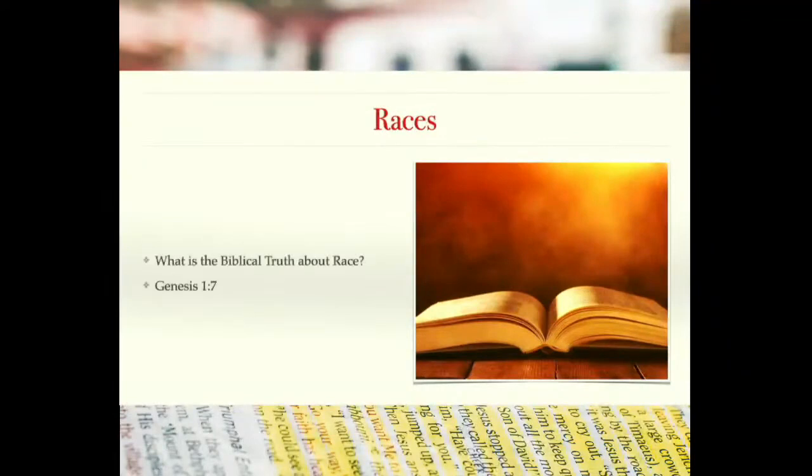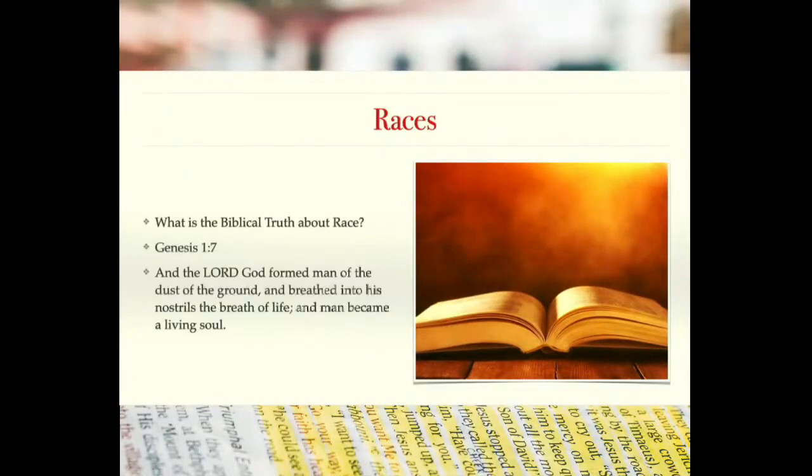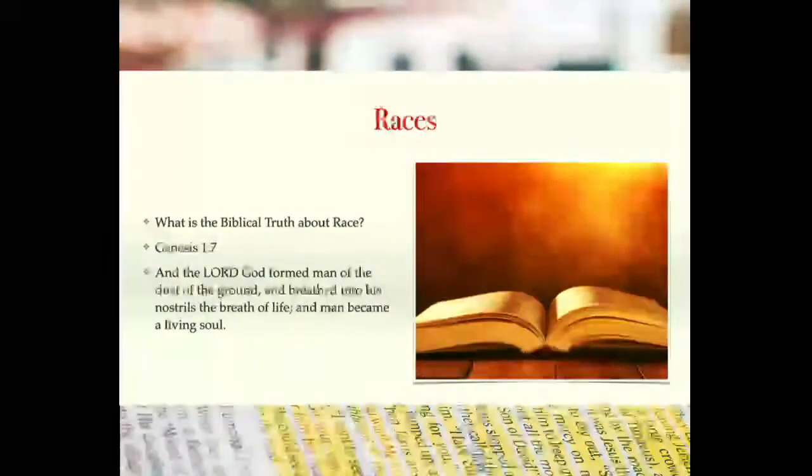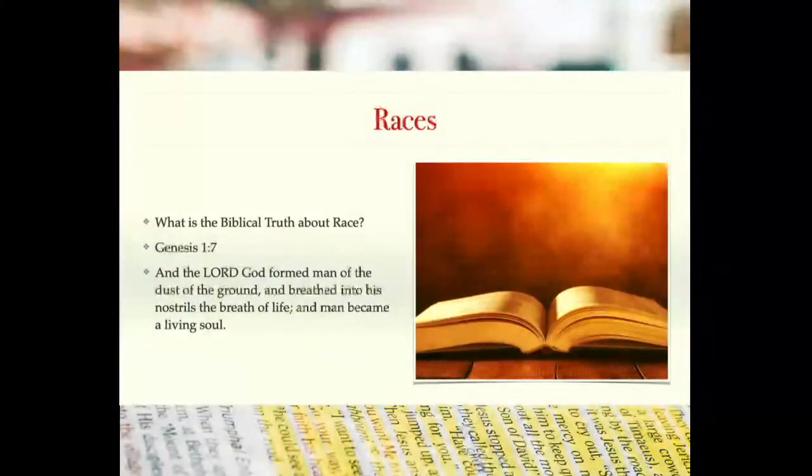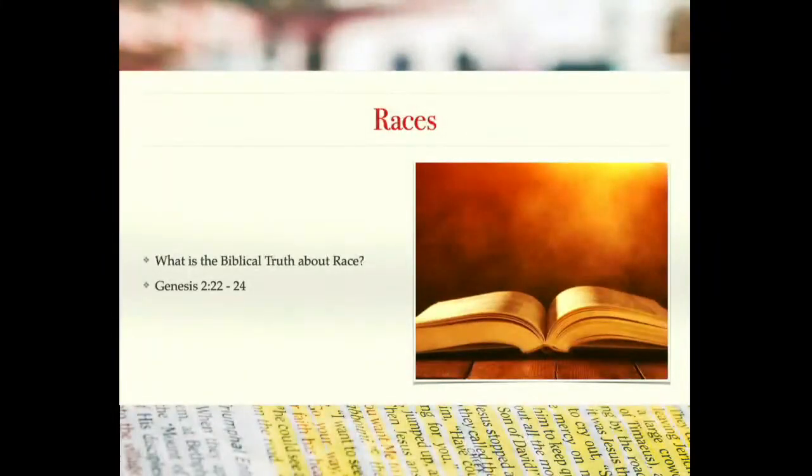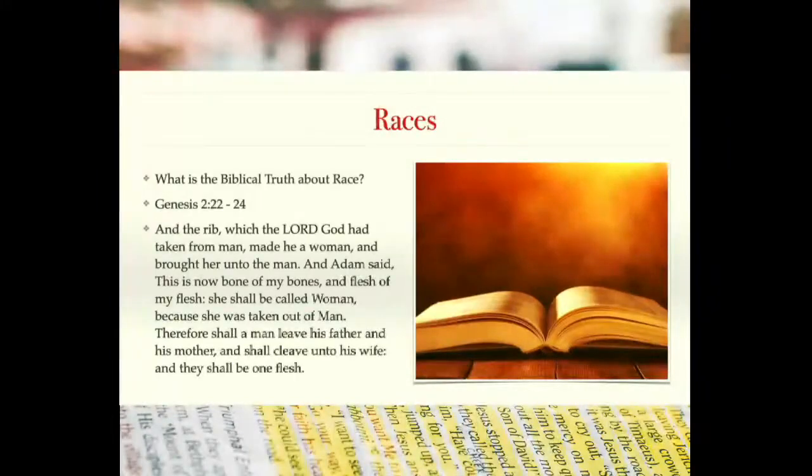Genesis chapter 2 and verse 7, if you have your Bibles, please turn there now. The Bible tells us, and the Lord God formed man of the dust of the ground and breathed into his nostrils the breath of life, and man became a living soul. So God formed man, very simply. Genesis chapter 2, verse 22 to 24, the Bible says, and the rib which the Lord God had taken from man made he a woman and brought her unto the man. And Adam said, this is now bone of my bones and flesh of my flesh. She shall be called woman because she was taken out of man. And so God made woman here.